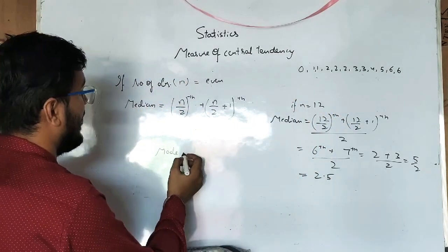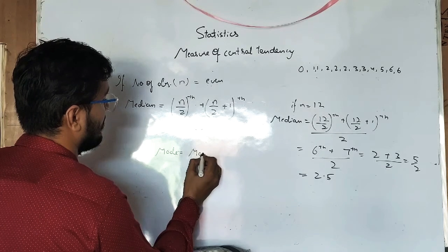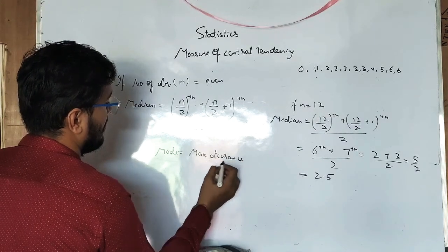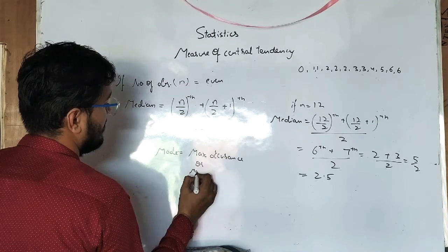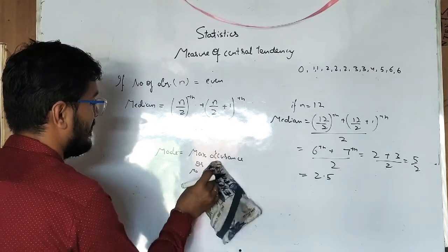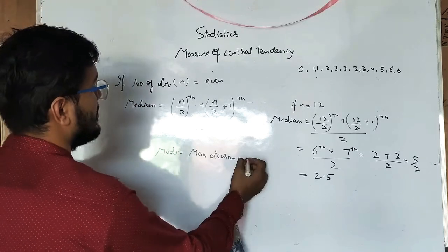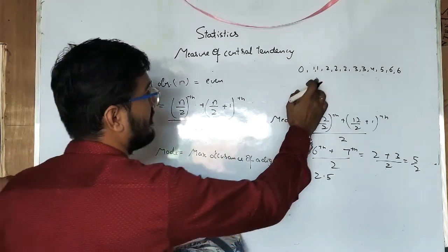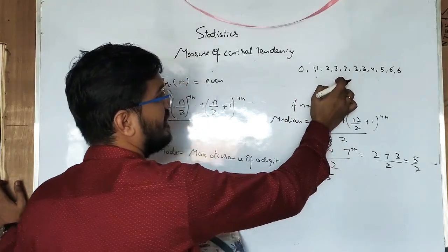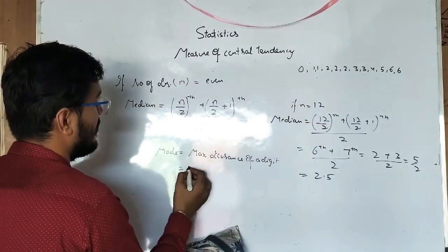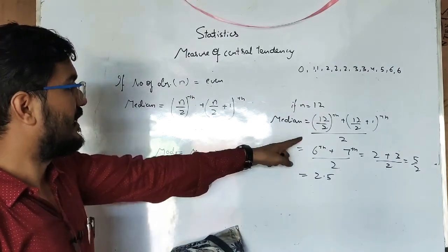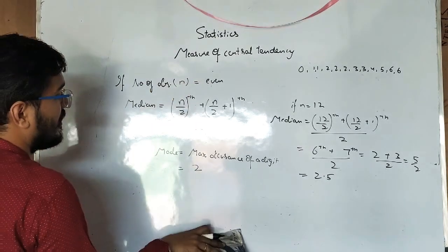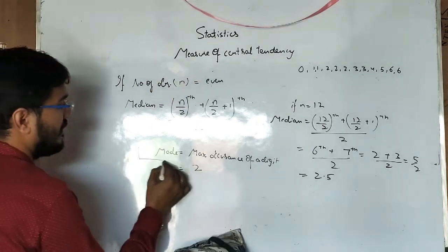Now mode. Mode will be the maximum occurrence, or maximum appearance, of a digit. Maximum occurrence means we have 2 three times here. So this is the maximum occurrence, so mode will be 2. That is median and mode.